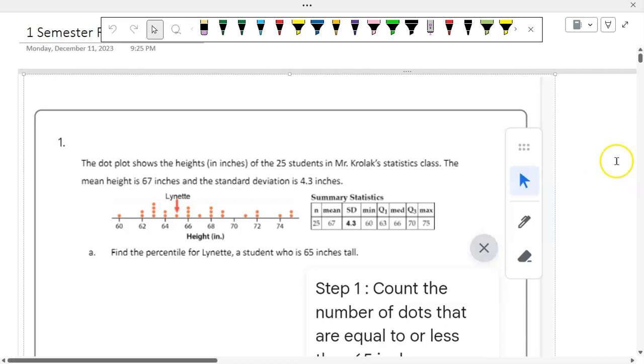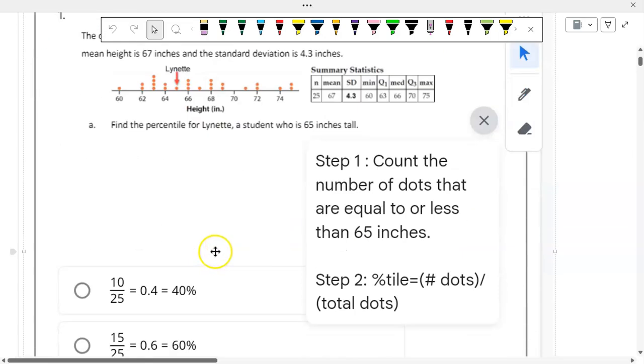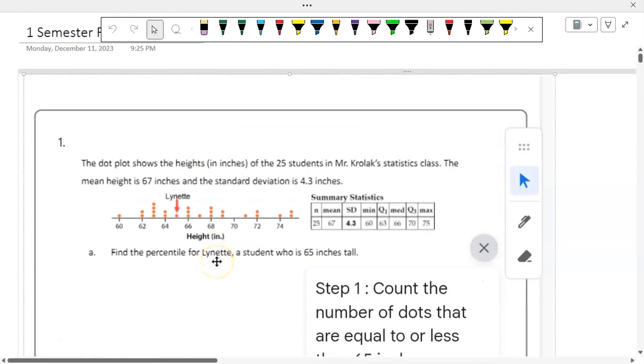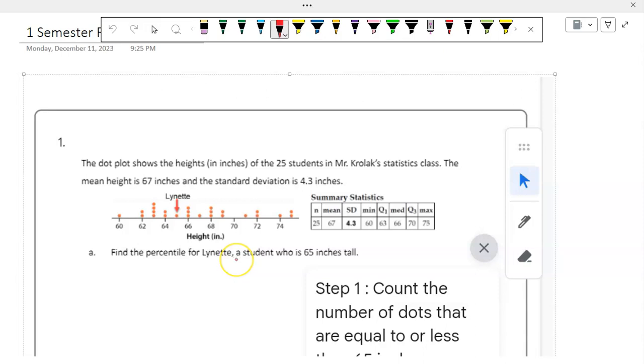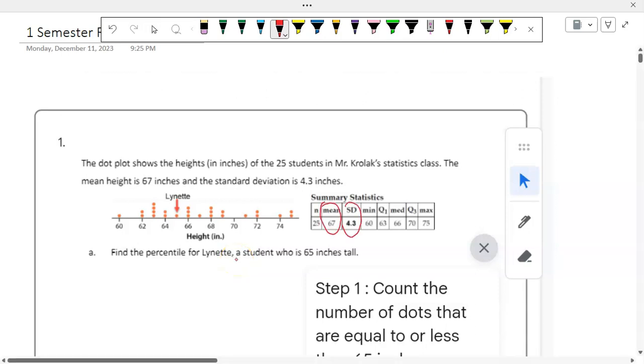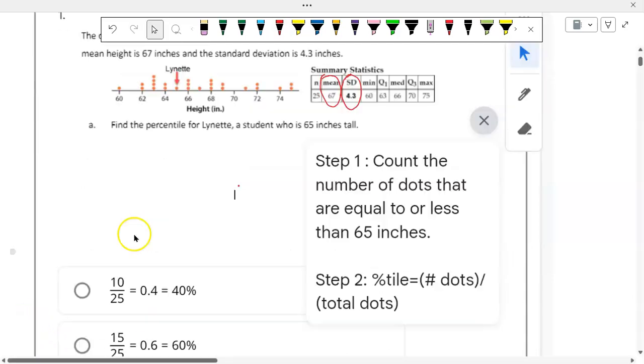All right, a dot plot shows the height in inches of 25 students in my stats class. The mean height is 67 and the standard deviation is 4.3. And you can get that information right here. The question asks, find the percentile for Lynette, a student who is 65 inches tall.